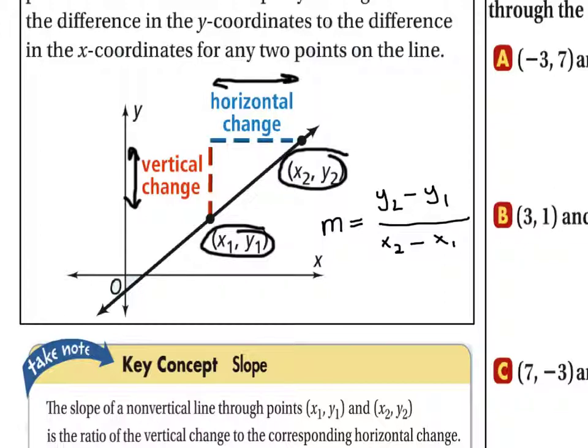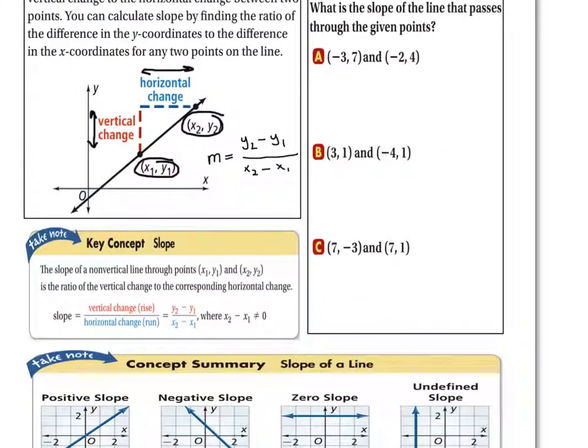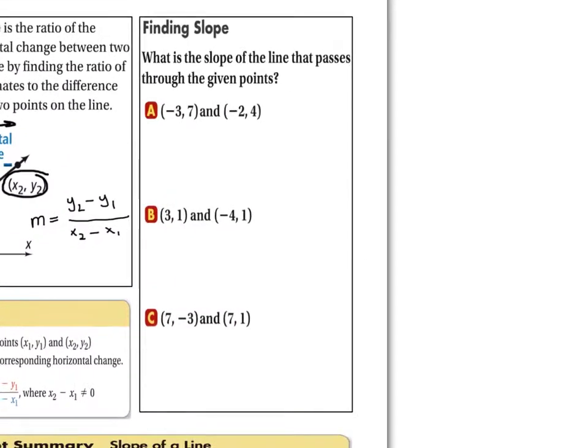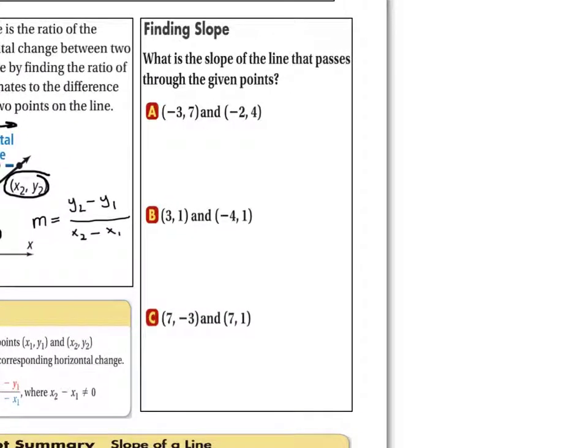All right, so let's use this and go through some examples of finding slope. What is the slope of the line that passes through the given points? We've been given 2 points, and we want to plug them into this formula. The slope is, in a fraction, the y values: 7 minus 4, over, since I started with 7, negative 3 has to go first on the bottom, minus negative 2. So 7 minus 4 over negative 3 minus negative 2.